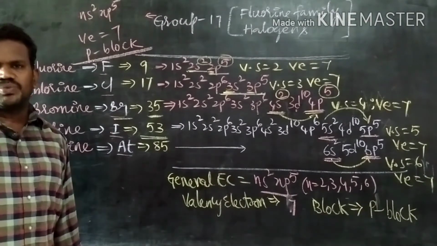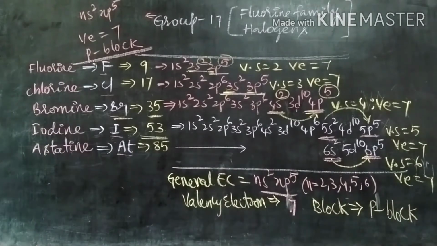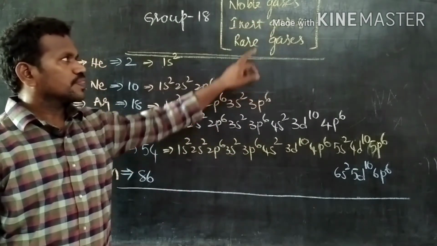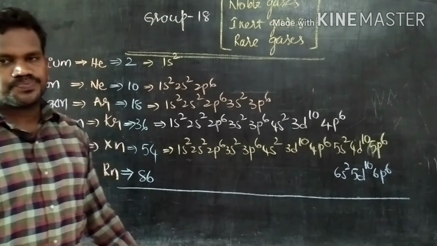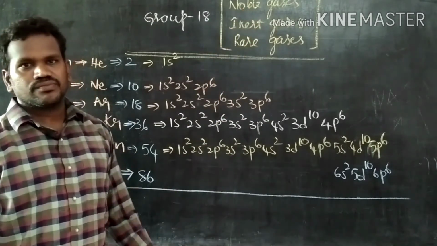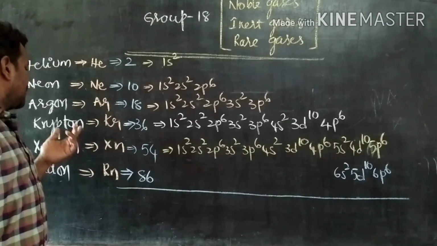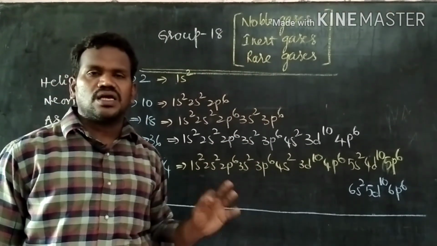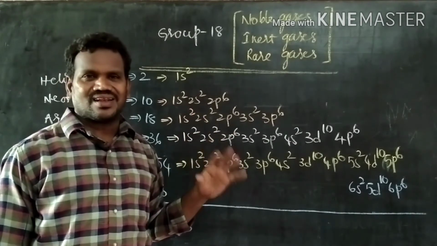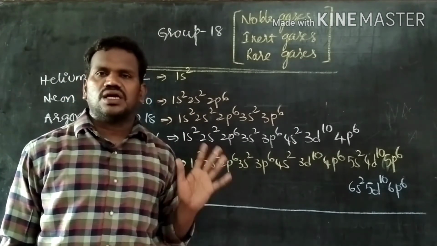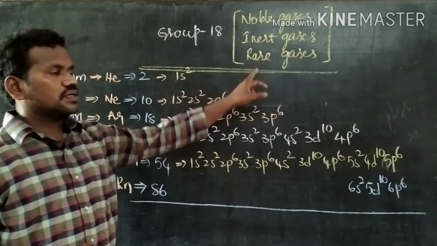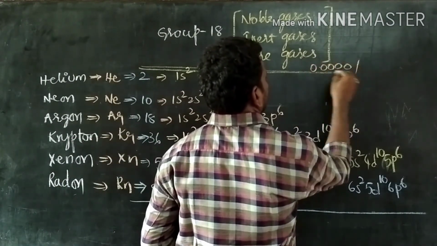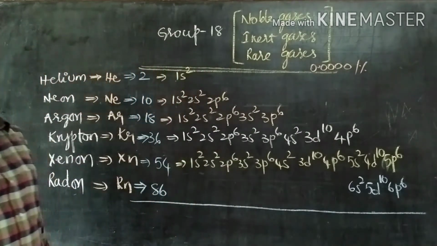Now let us discuss group 18 elements. Group 18 elements are also called noble gases, inert gases, rare gases. Why are they called noble gases? First of all, the element krypton is the noblest element. Inert gases do not react with any other element. The word inert means one which does not react with others. Rare: the volumetric percentage of these is 0.00001% only, so the percentage is less.